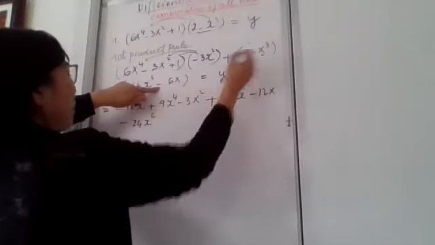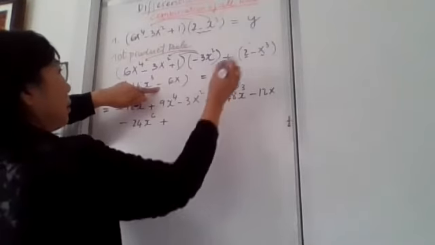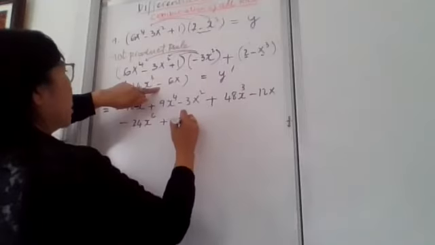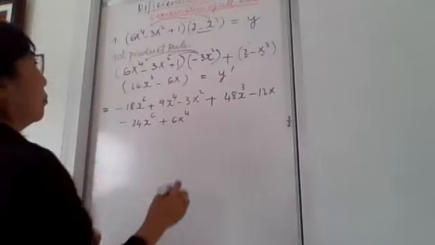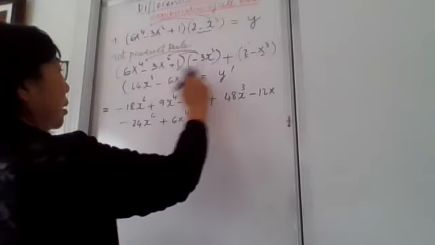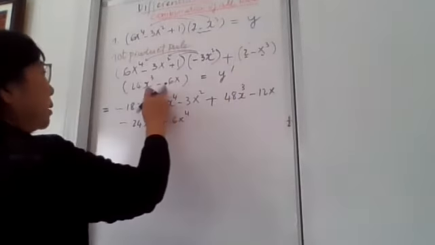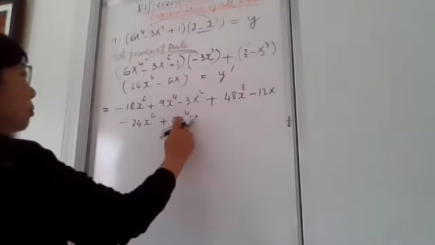and minus is adding, adding 6x to the power 4. So minus times minus is add 6x to the power 4.